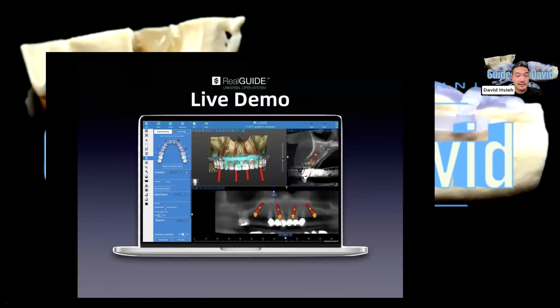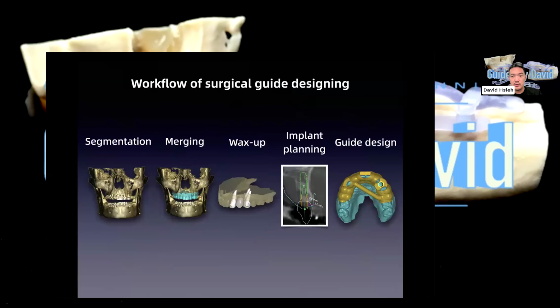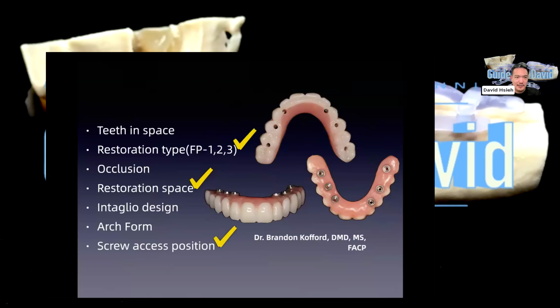So basically, that's our demo about how to put all the things together. We learned there are two supports, tooth supported and mucosa supported, which are the two easiest ways to seat the guide, right? And this is what we did today to make the guide happen. And then, yeah, let's wrap up a little bit.